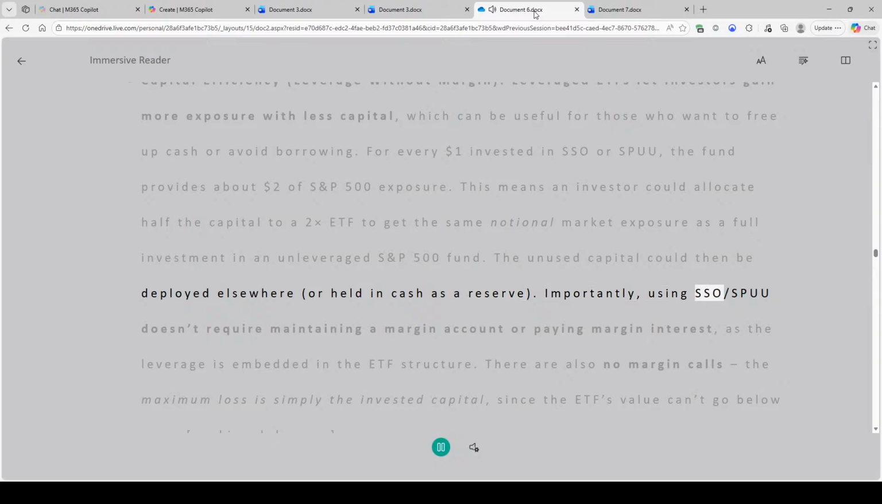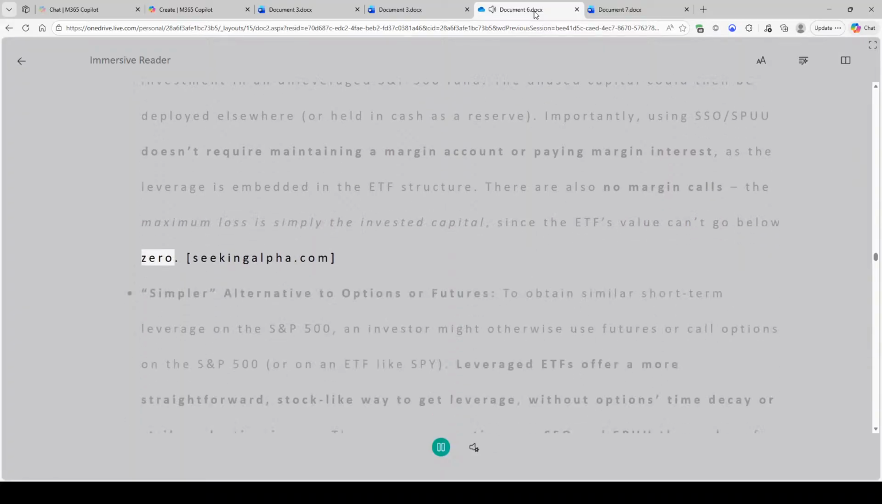Importantly, using SSO/SPUU doesn't require maintaining a margin account or paying margin interest, as the leverage is embedded in the ETF structure. There are also no margin calls. The maximum loss is simply the invested capital, since the ETF's value can't go below zero.